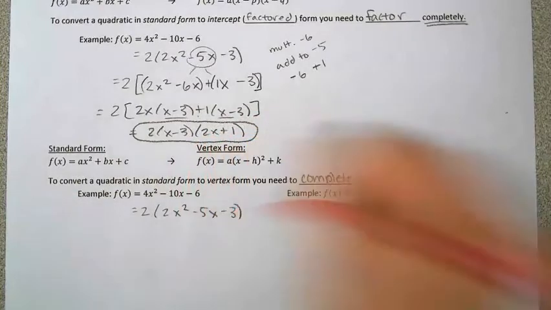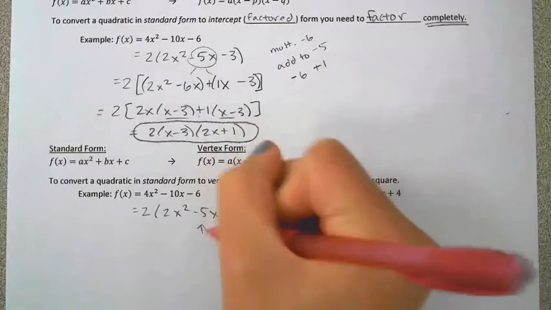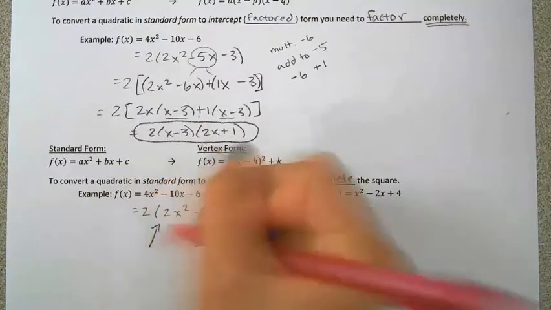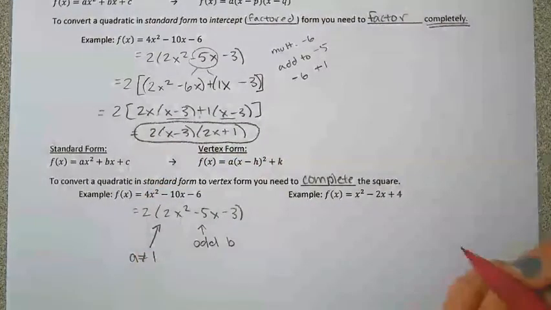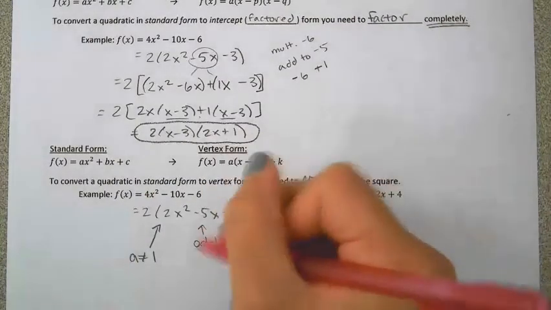And it's the same one from above. But I get to this point, and I have an odd b value, and then I have an a value that's not equal to 1. And as we've talked about in the past, it's not worth completing the square.